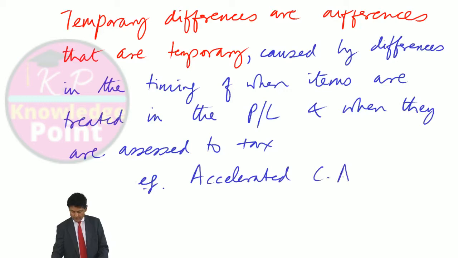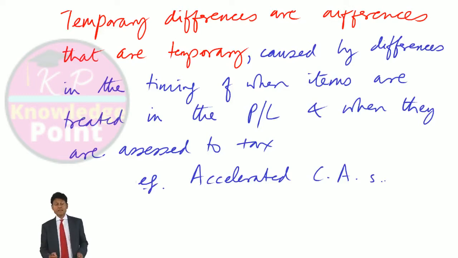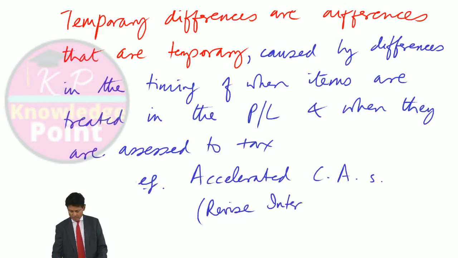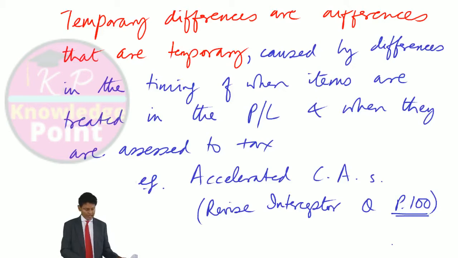Accelerated capital allowances. In other words, capital allowances are given at a faster, more accelerated rate than depreciation is claimed. Okay, so can I just ask you to revise the interceptor question? Page 100, which you spent a lot of time on. All right, so there you are. That's a little look at the general story there.